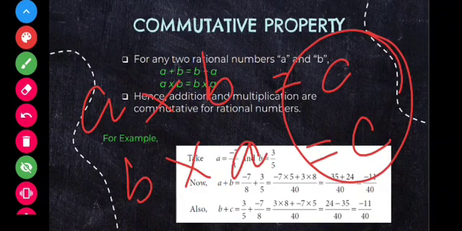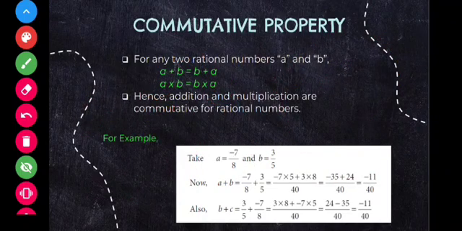That is what the commutative property is telling. So let's prove that with an example. Let's say you have two rational numbers, minus 7 by 8 and 3 by 5. First, we add them in the actual form, which is A plus B. Your A is minus 7 by 8 and B is 3 by 5.